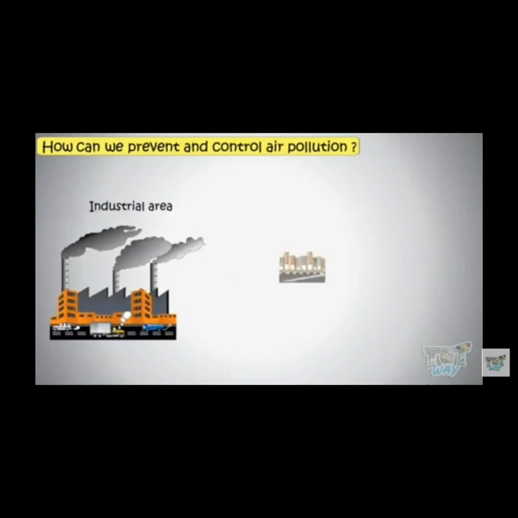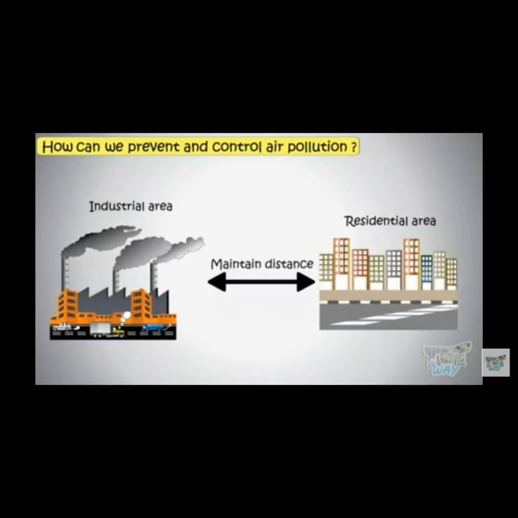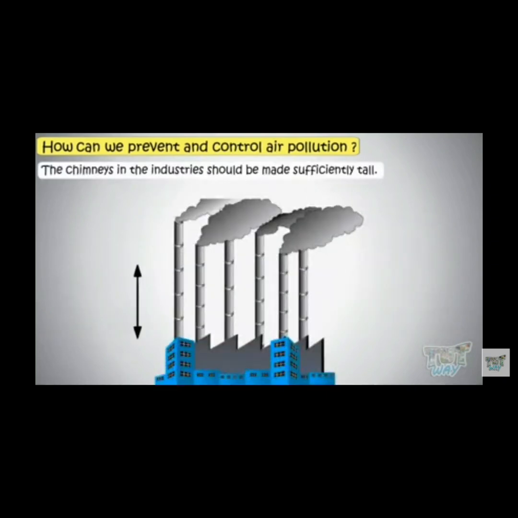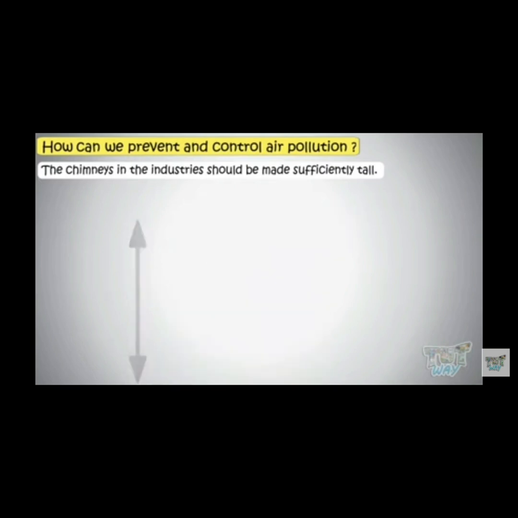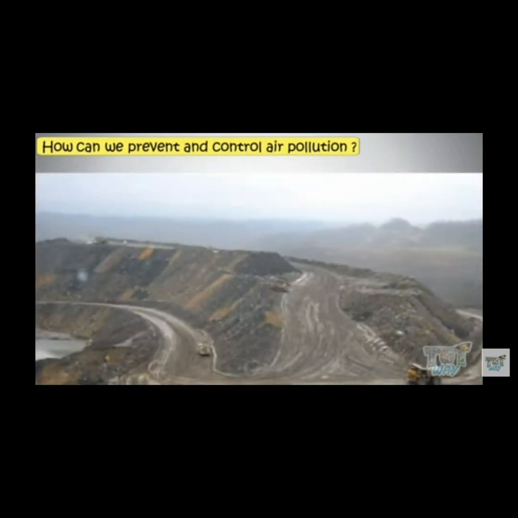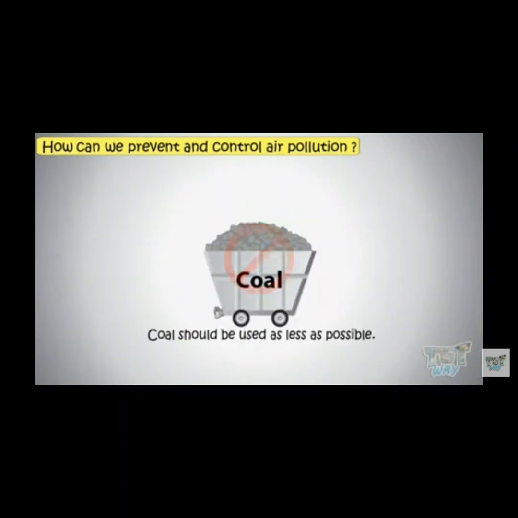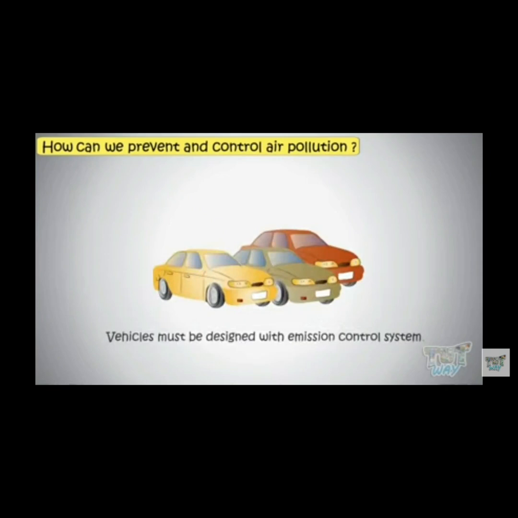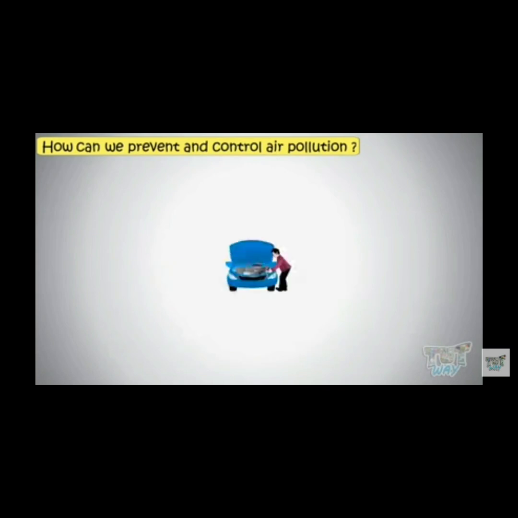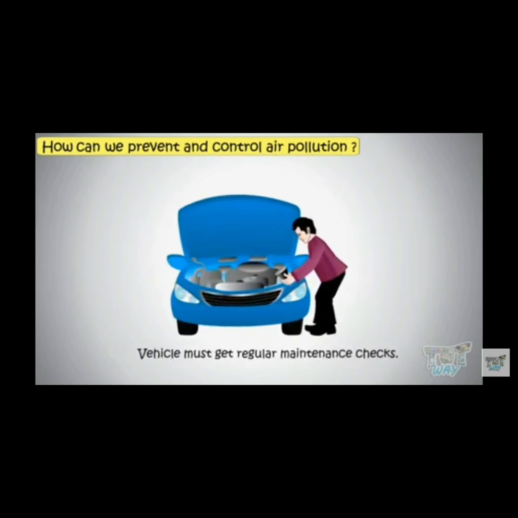There should be sufficient distance between industrial and residential areas. The chimneys in the industries should be made sufficiently tall so that smoke is released as high as possible. The mining areas should be planted with trees. Coal fuel should be used as little as possible. Vehicles must be designed with emission control systems. Vehicles must get regular maintenance checks.